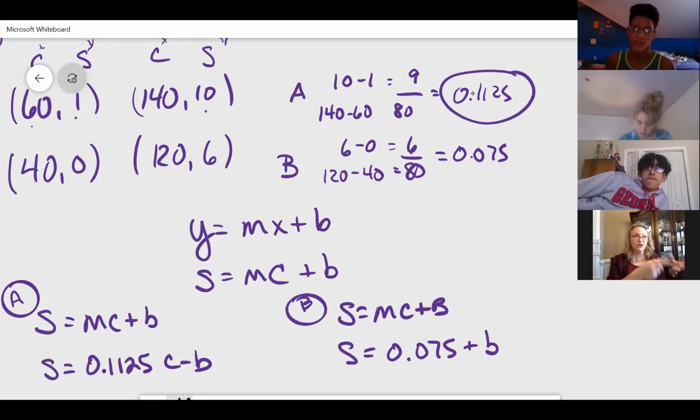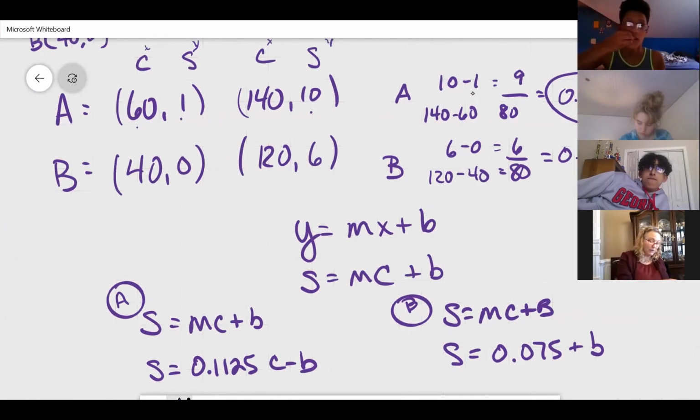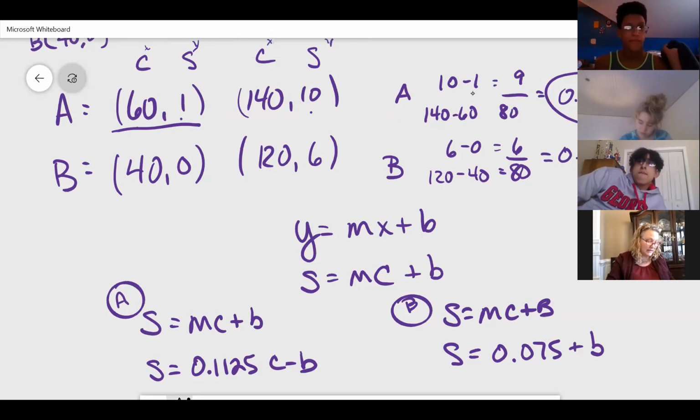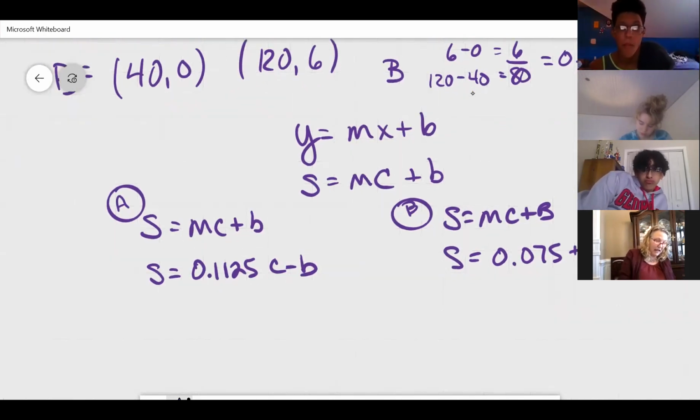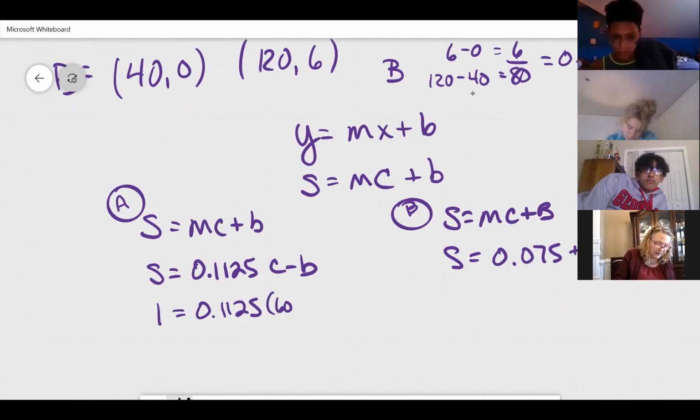You're just going to choose points from the line and plug those point values in here. We already have 2 points on each of the lines, so I just need to pick one of those points for each line and plug those values in. Here I'm going to choose this point for line A, where C is 60 and S is 1. I plug in a 1 for the S equals 0.1125, and I plug in the 60 for the C, and I'm just solving for B. When I come down to the end, I get that B equals negative 5.75.